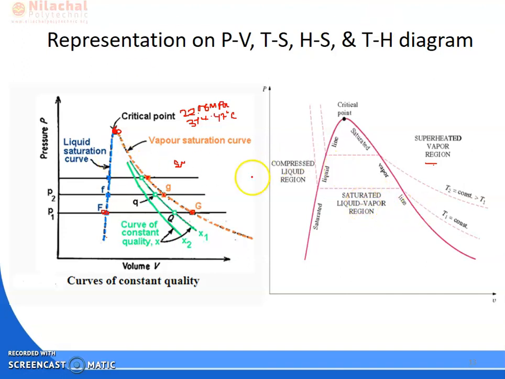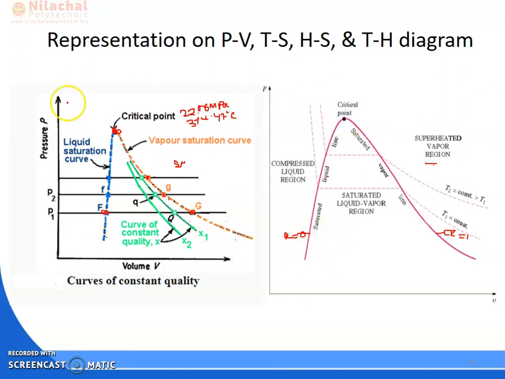You know that when discussing the dryness fraction, on the saturated liquid line, the dryness fraction x is equal to 0. Here on the saturated vapor line, the dryness fraction x is equal to 1. And this is your critical point.